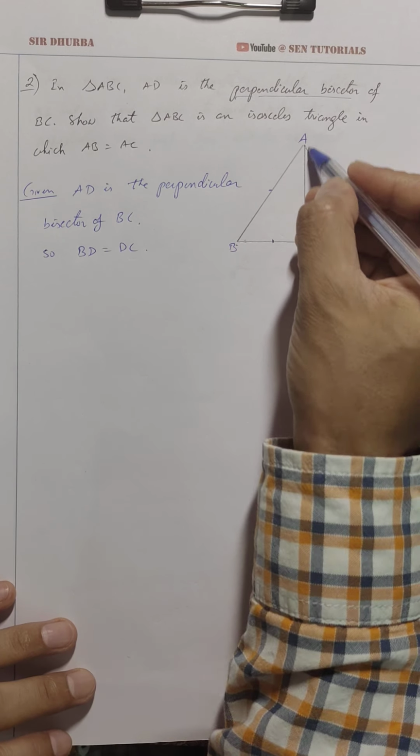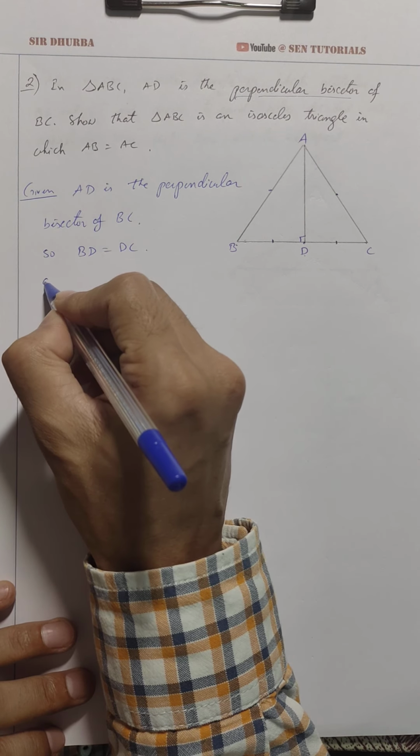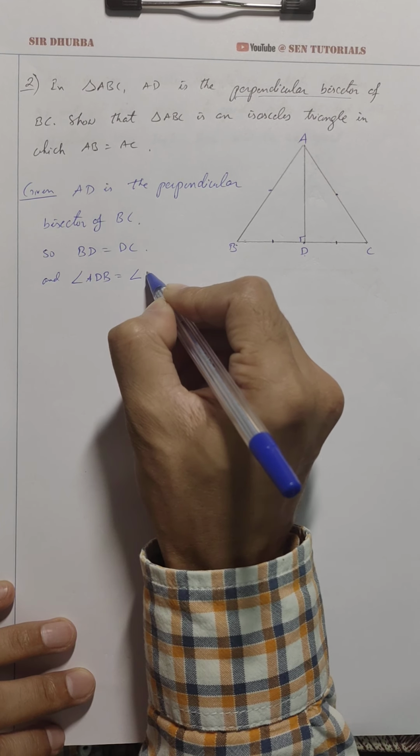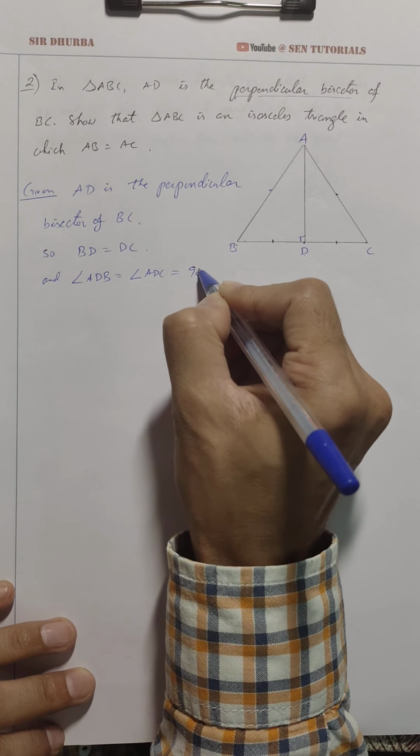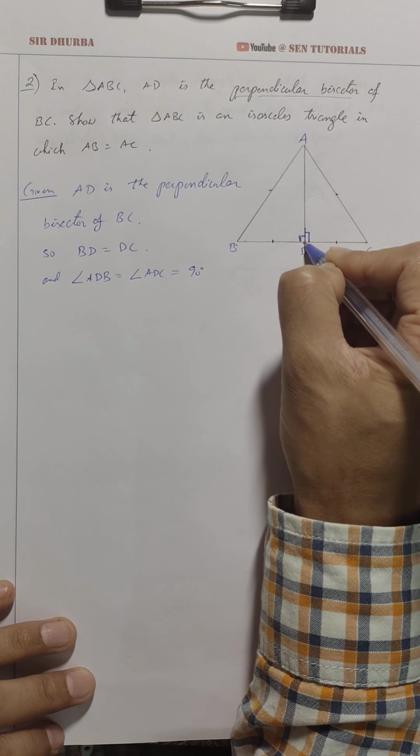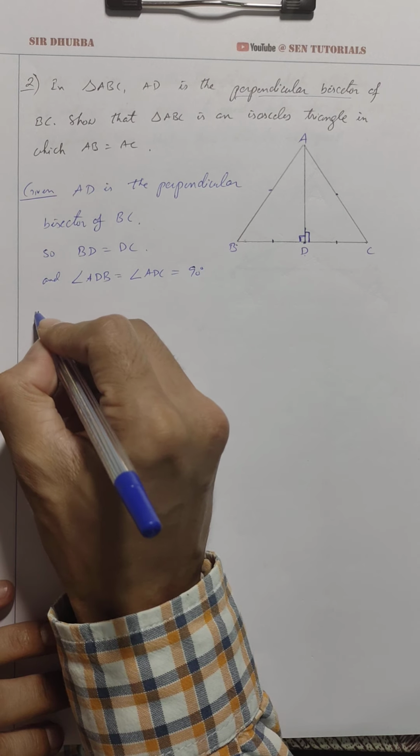It's very simple. Perpendicular bisector means angle ADB is also equal to angle ADC, which is equal to 90. That means this angle and this angle are both 90, because this is perpendicular. Alright, so a very simple proof.